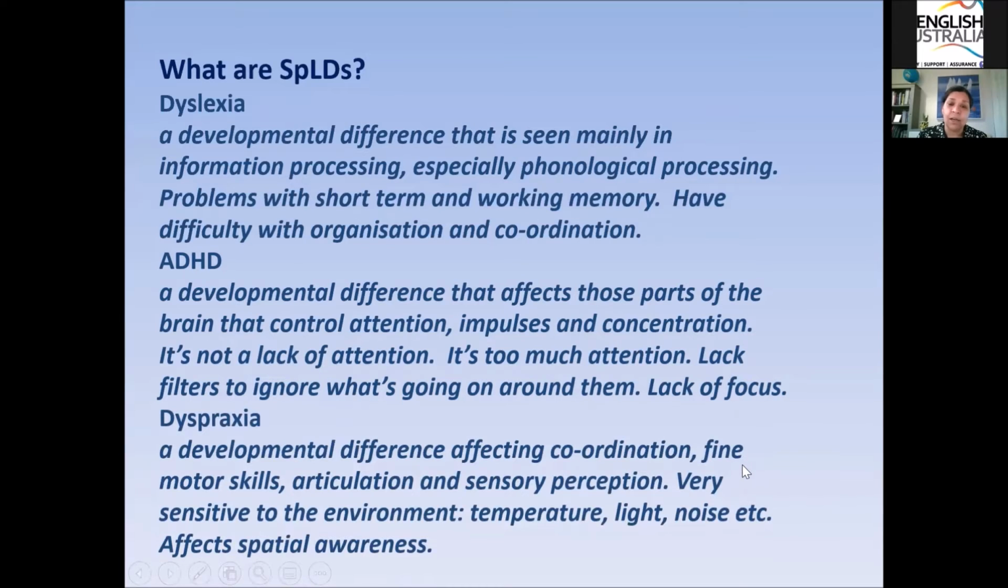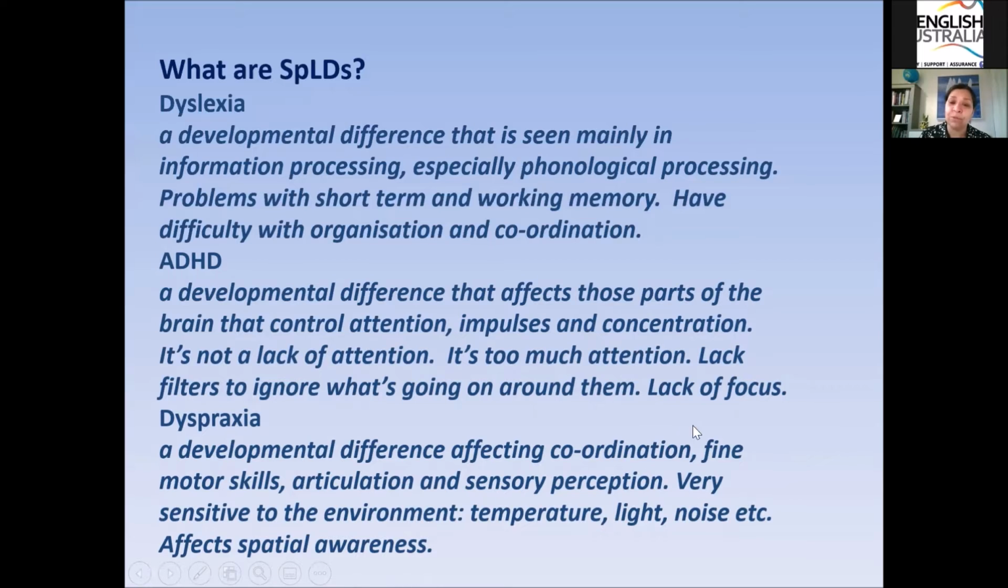Dyspraxia is another one, and this one affects motor skills and coordination. People with dyspraxia generally tend to be very sensitive to light and noise and the environment around them. It does affect their spatial awareness. Again, when you see older children and adults bumping into things, not being aware of what's around them, knocking things over, sometimes falling down, it could be a sign of dyspraxia.